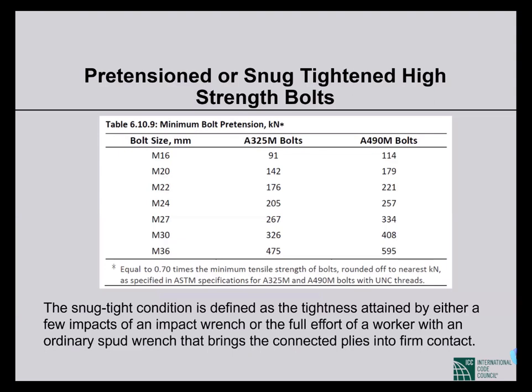Now, the snug tight condition is defined as the tightness attained by either a few impacts of an impact wrench or the full effort of a worker with an ordinary spud wrench that brings the connected plies into firm contact. Okay, so the worker has to give his full effort, then that will be snug tight. Or we can use the impact wrench.